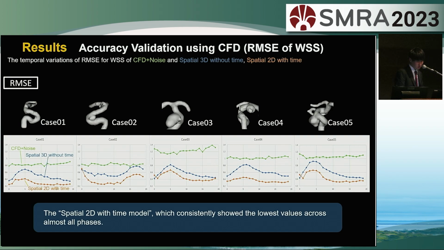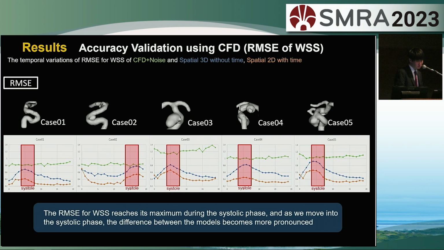This slide shows the temporal variation of RMSE for WSS with CFD as a reference. Smaller RMSE indicates proximity to CFD values. The spatial 2D with time model, in orange, shows the lowest value across almost all phases. Furthermore, both models showed their highest value during the systolic phase. As the systolic phase approached, the difference between the models became more pronounced.